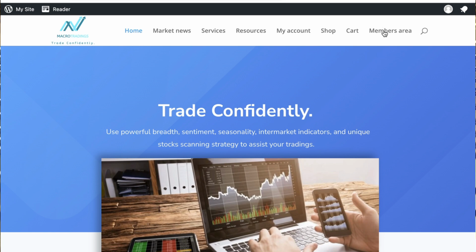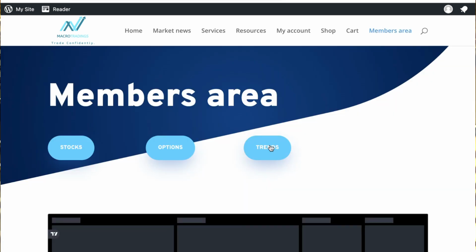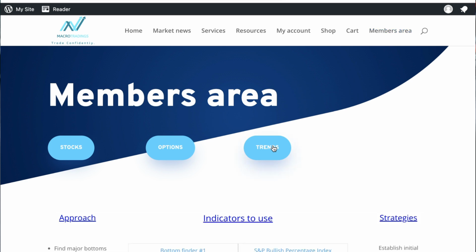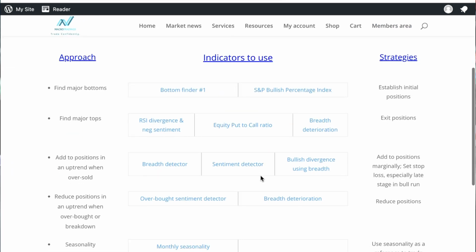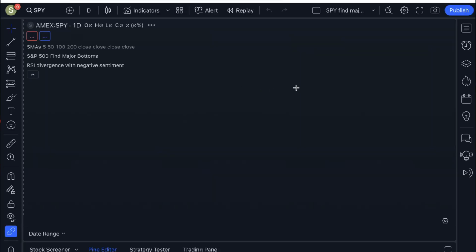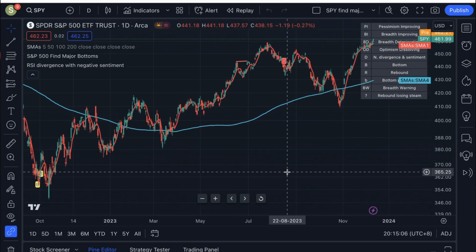Go to MacroTradings.com, Members Area and Trend section. Here you can see many trading approaches and supporting indicators and the recommended strategies. Select Bottom Finder number 1. Then you will find the S&P 500 daily chart and some simple moving average lines, along with the rectangular symbols to identify the SPY bottoms.